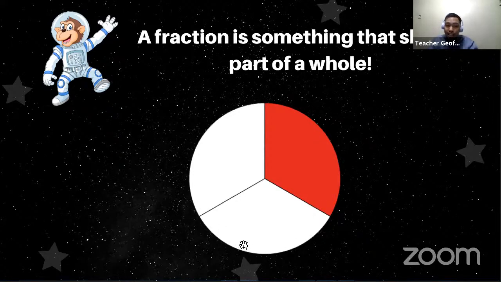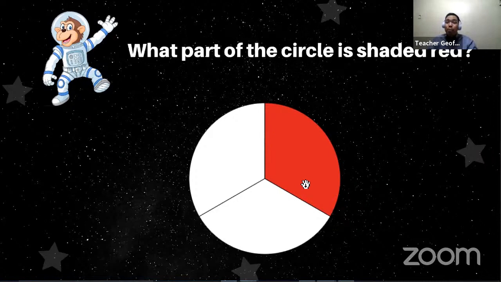As you can see in this circle, it's divided into three equal parts. All right? Since we have three equal parts, I now have a question for you again. What part of the circle is shaded red? Can you answer me in fraction as well? Anyone? Anyone who wants to clap their hands?